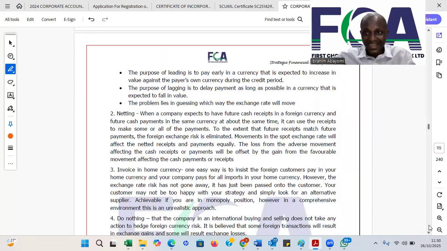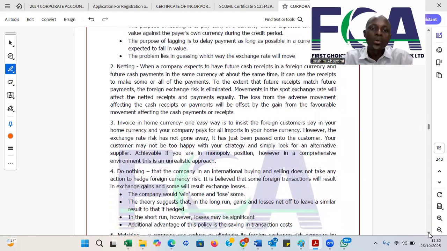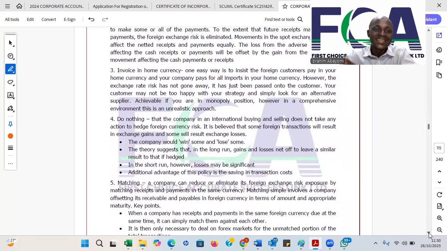You net your payment against your what? Against your receipt. So for you to use that, one, the two currencies must be in the same what? In the same country. Two, they must be of almost the same amount. And three, they must have the same maturity. Okay, for you to use netting.